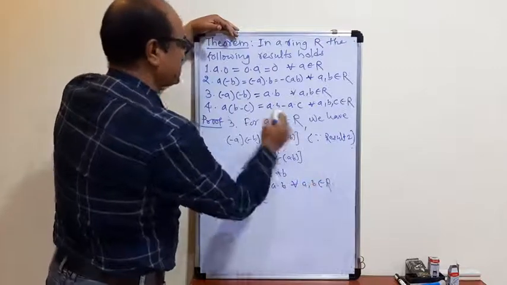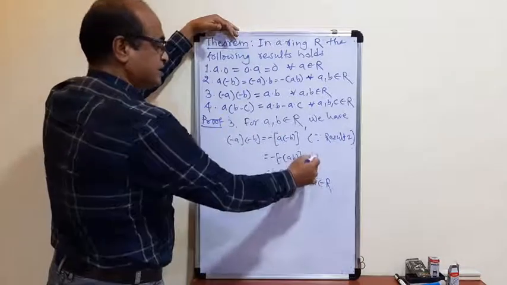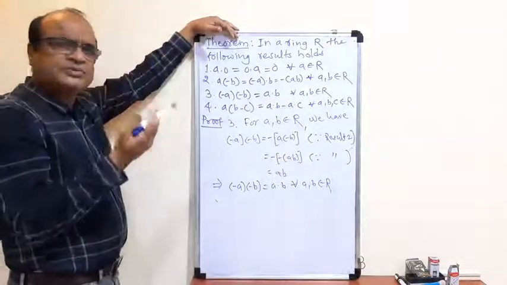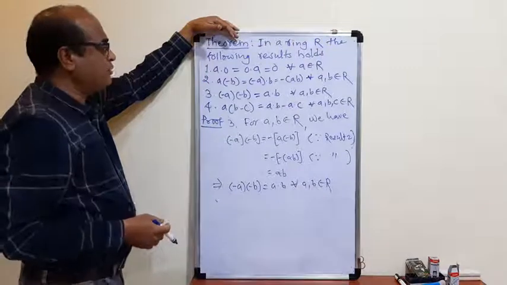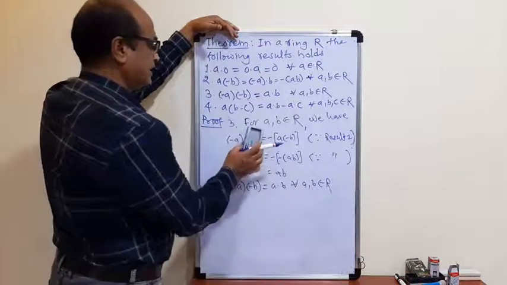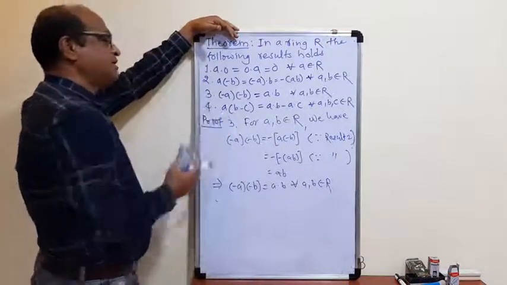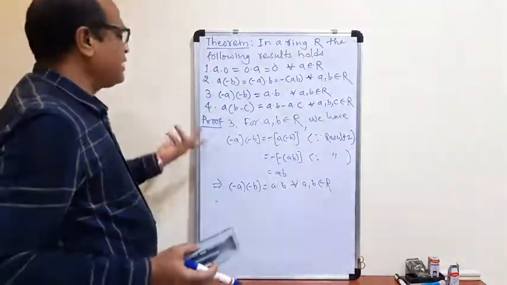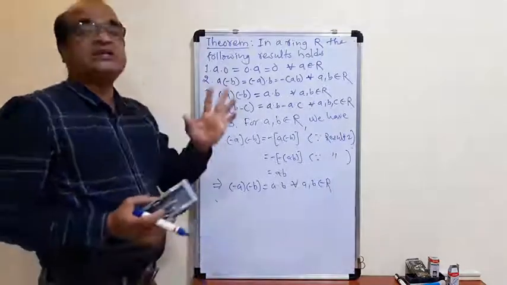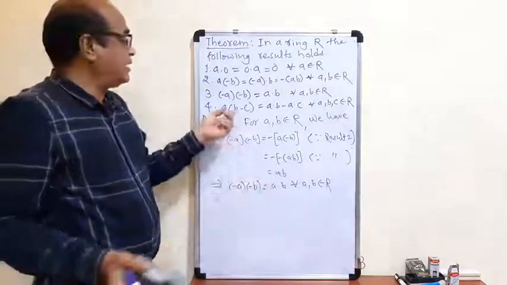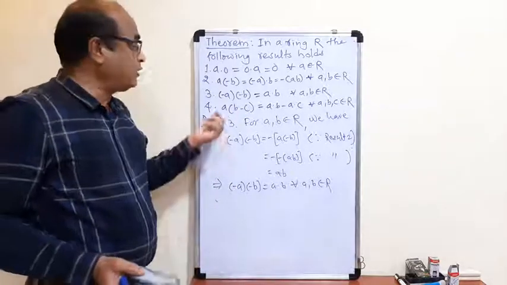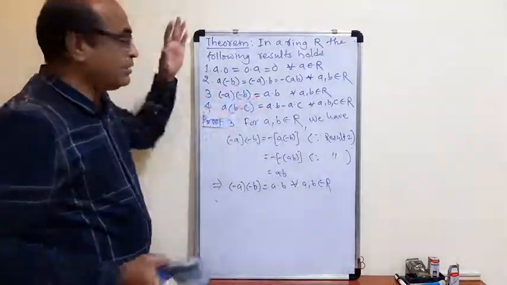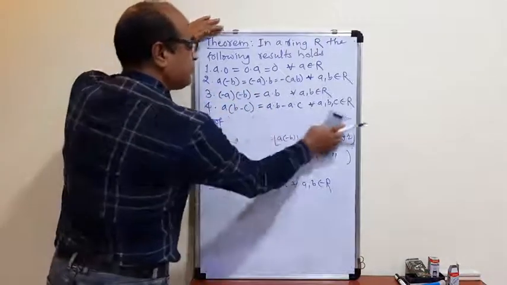Here the result 3 is proved. So this is since result 2. These proofs are very simple here. So now we prove the last result. A into B minus C is equal to A into B minus A into C. We always study A into B plus C as the distributive law, but the sign is minus here. So A into B minus C is equal to A into B minus A into C for all A, B, C belongs to R. So what is the result 4?